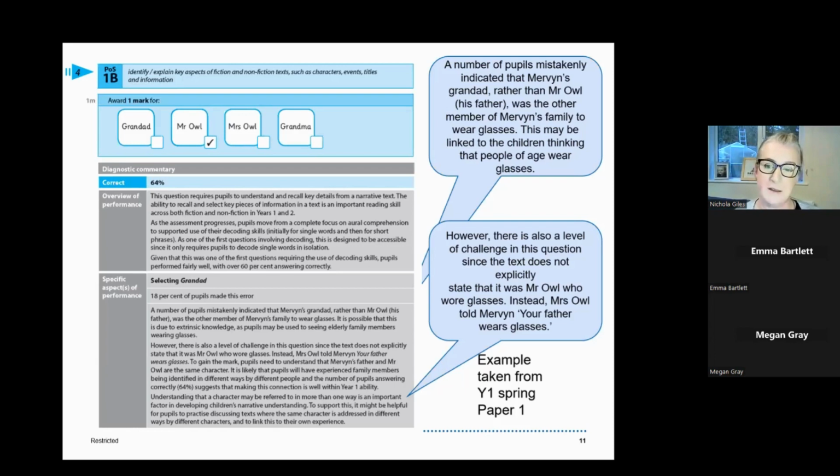Owl or dad. There is a level of challenge in this question, since the text does not explicitly state that it was Mr. Owl; it's actually when Mrs. Owl says 'your father'. So it really is about understanding the characters within a story and their relationships with each other, and making sure you can explore that. That is something within your practice, within your teaching, that you can have a look at for your pupils if they've come across this very similarly in Year 1, and consider the implications for the summer term.